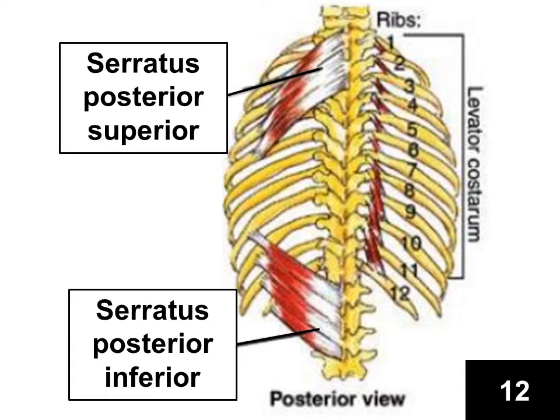Now here you can see the serratus posterior superior and serratus posterior inferior. Also on the right side you can see the levator costarum. This is a muscle in the back.